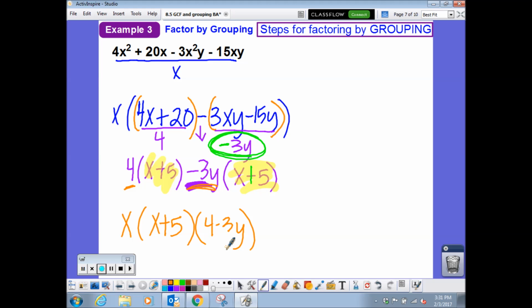And there's my 3 factors. Again, it does not matter what order you put those in. You can do the 4 minus 3y first, and then the x plus 5. Doesn't matter.